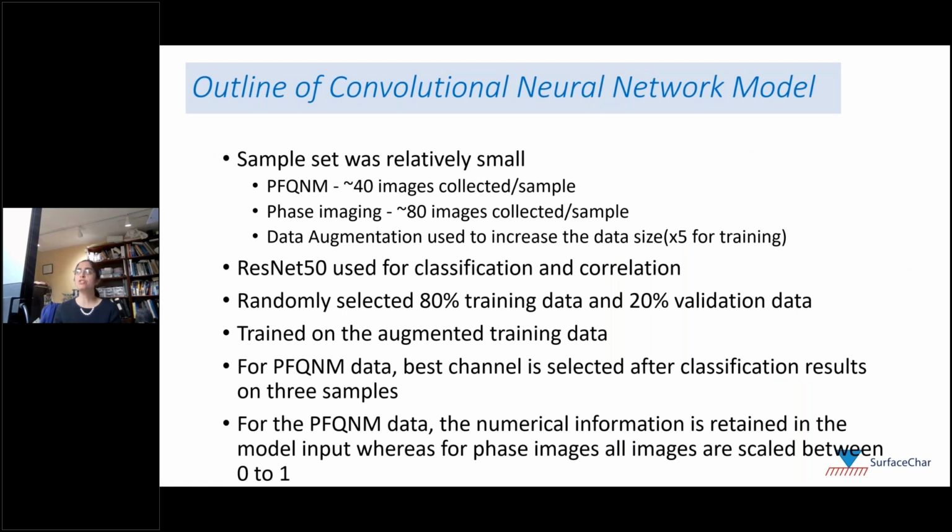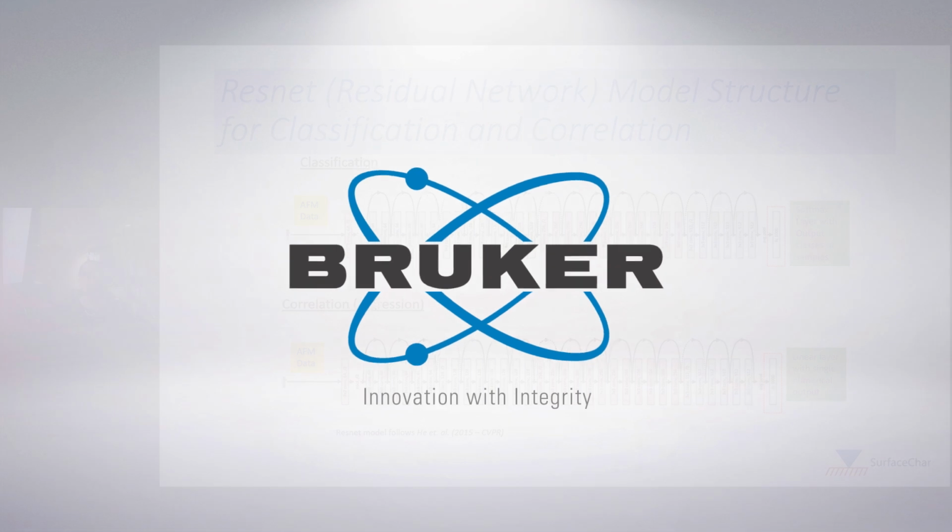And so we used a convolutional neural network to do the classification and structure-property correlation measurements. Again, our sample set was relatively small, but we were able to increase it a little by data augmentation. We used a ResNet for the classification and correlation, where we randomly selected 80% of the data to train and then validated with the remaining 20%. For the peak force data, the numerical information was retained in the model input, whereas for the phase images, the images were just scaled between 0 and 1. All right, and this is just a reference for the ResNet.